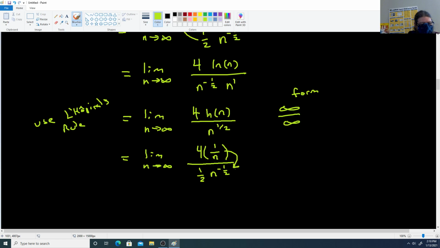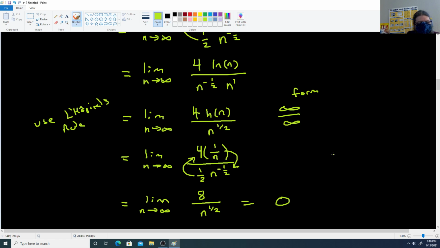This 1 over n can move downstairs again, so we get limit as n goes to infinity of 4 over, dividing by 1/2 again, we can push that up top and make that a multiply by 2. So we get 8 over, this is going to be natural log of negative a half times an n to the first. Sorry, that'll be natural log of positive a half down there. And then as we let n go to infinity, this will be 8 over bigger and bigger fractions, which is going to tend towards 0.